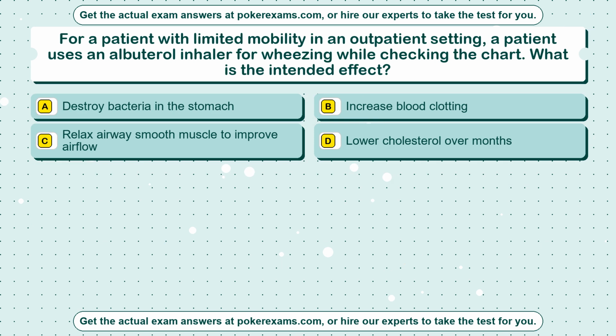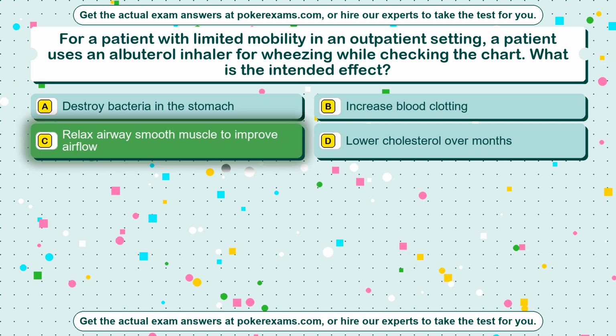Question 47. For a patient with limited mobility in an outpatient setting, a patient uses an albuterol inhaler for wheezing while checking the chart. What is the intended effect? Option A, destroy bacteria in the stomach. Option B, increase blood clotting. Option C, relax airway smooth muscle to improve airflow. Option D, lower cholesterol over months.